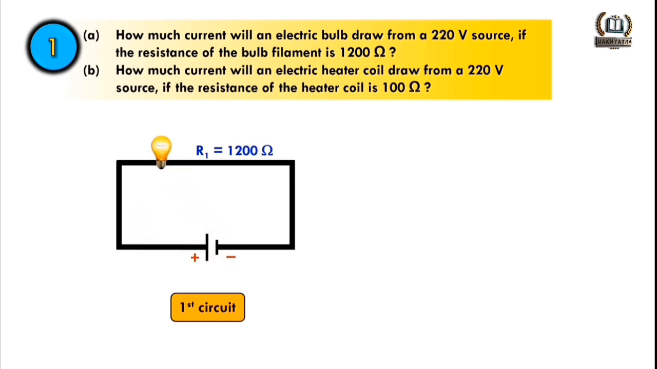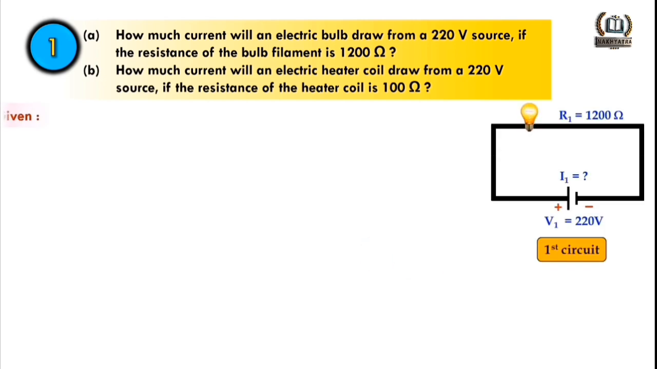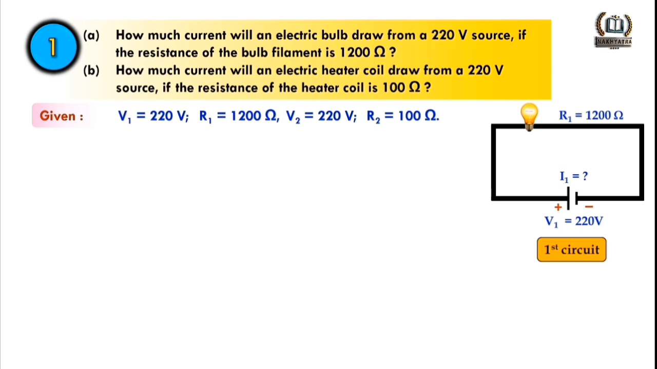Now see the first circuit for question number 1A. The electric bulb resistance is 1200 ohm and the potential difference is 220 volt. For the second circuit, the resistance is R2 equal to 100 ohm and the potential difference is the same, that is V2 equal to 220 volt. Okay. So guys, we are given V1 is 220 volt, R1 is 1200 ohm and V2 equal to 220 volt and R2 equal to 100 ohm. So we have to find current I1 and I2.